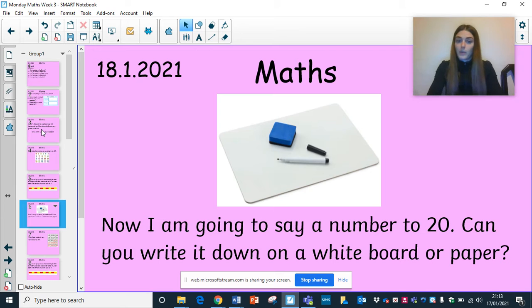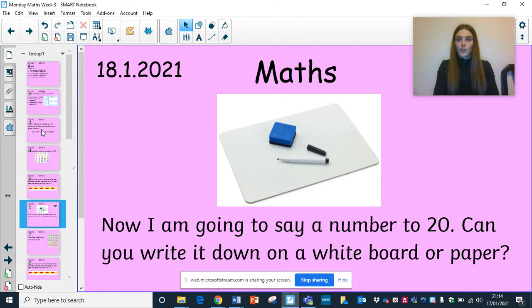So the next thing that you're going to do is I'm going to say a number. What you need to do is then write the number down. It could be on a whiteboard or just a piece of paper, okay? So can you write down the number 12? Again, pause if you need time to write that number down. Okay, I'm going to show you now. So this is how your number 12 should look. You've got your 10 and your 2 there. Well done if you've got that.